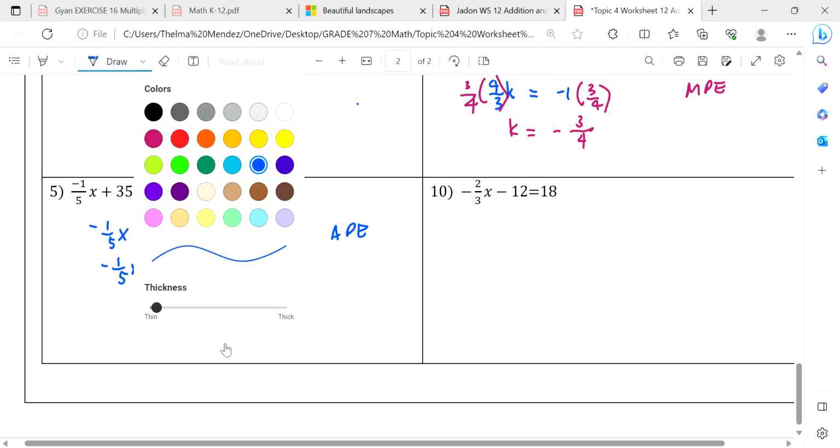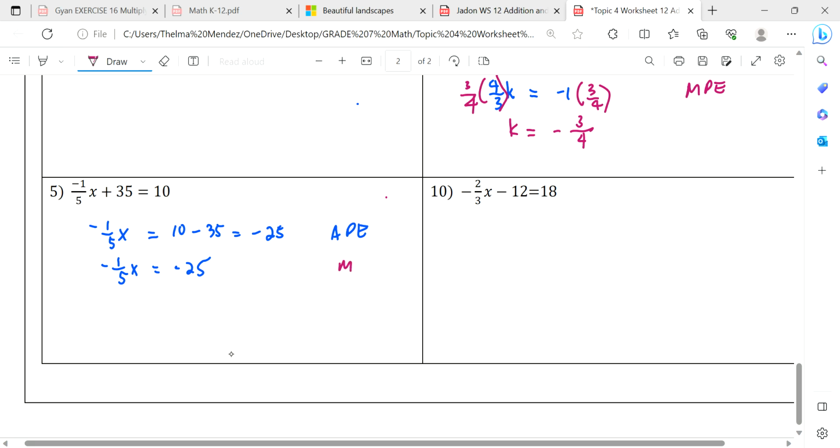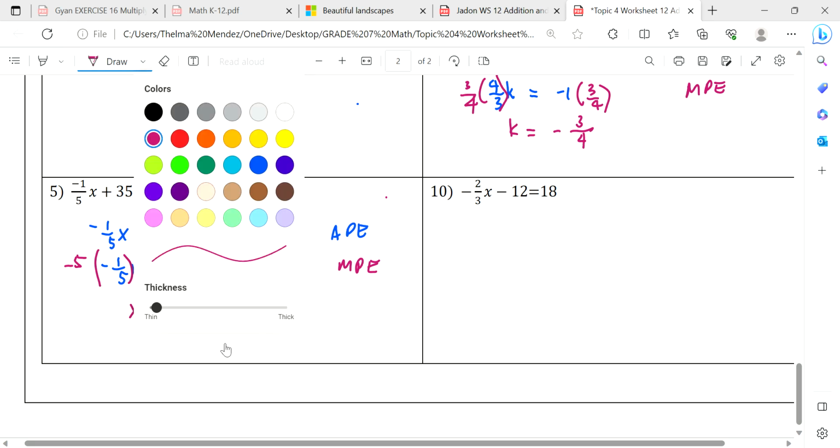So now I can perform the multiplication property of equality by multiplying this by its reciprocal, which is negative 5, and I multiply this by negative 5. Negative 5 times negative 1/5 is 1 times x is simply x equals negative times negative is positive, 25 times 5 is 125. There's no need for us to write the positive sign.